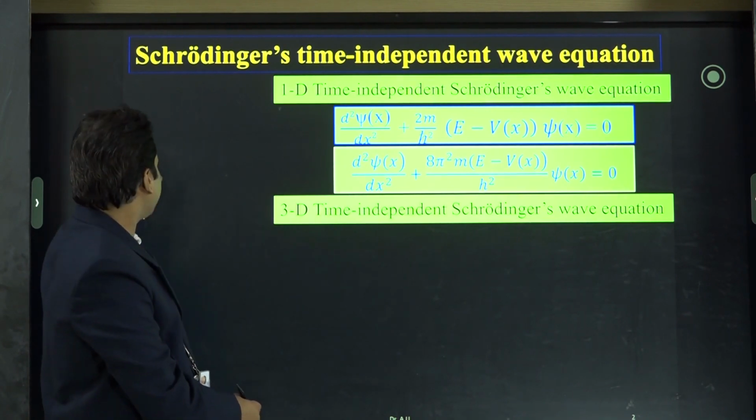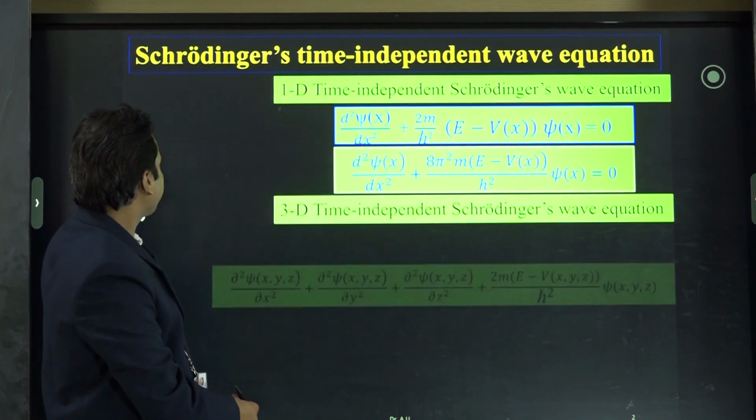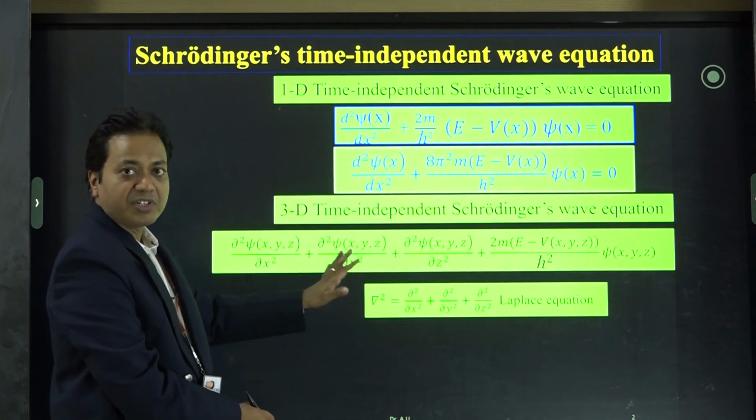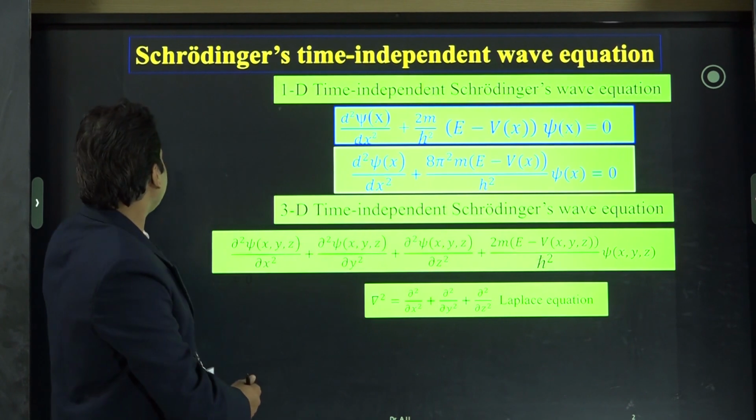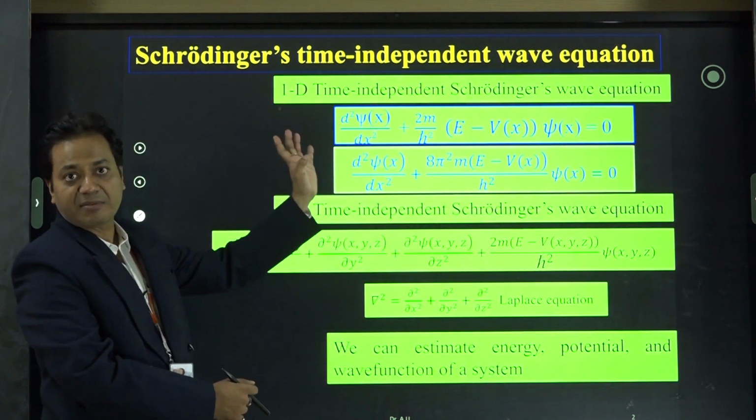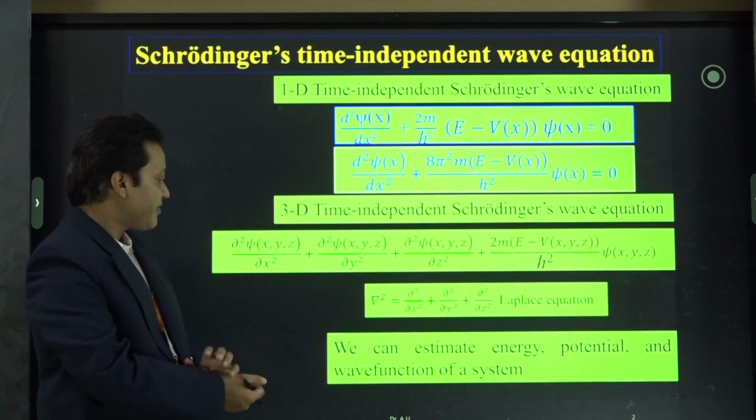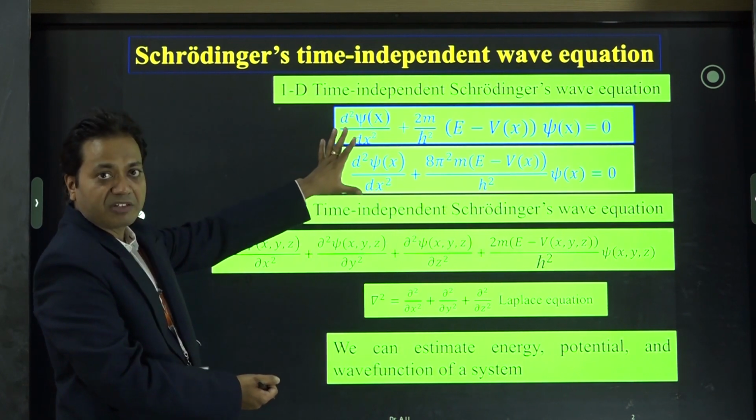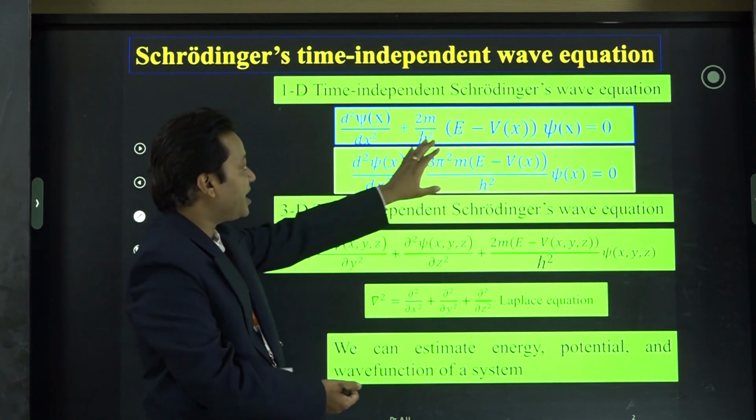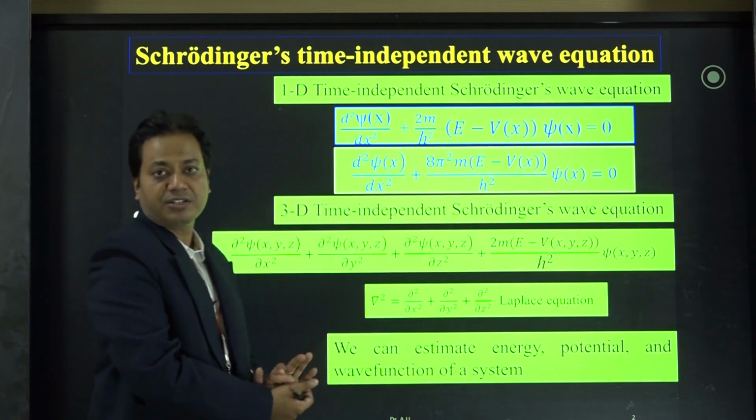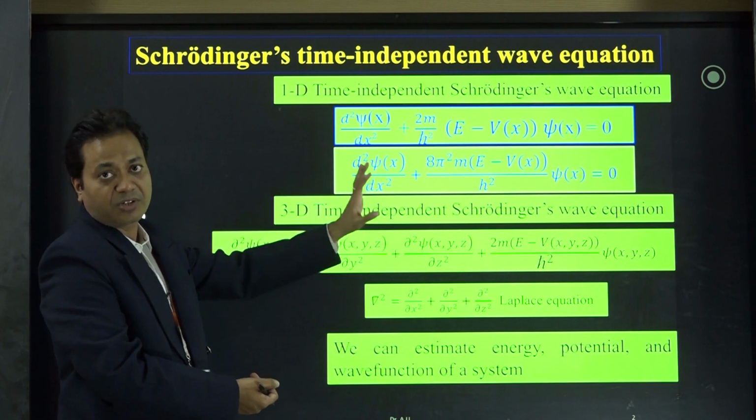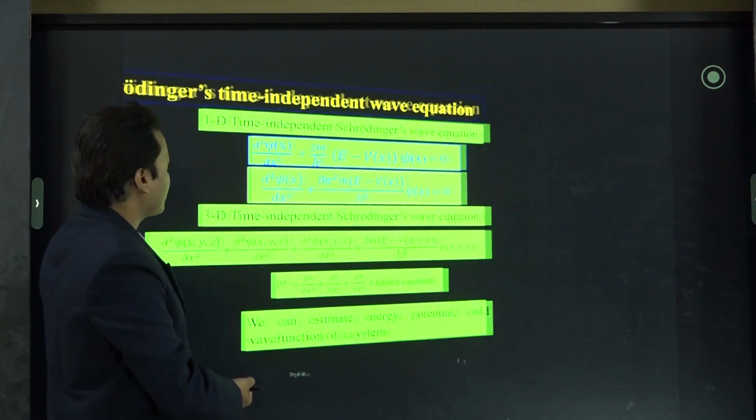three-dimensional equation can be written this way. We will not consider three-dimensional because in our problem itself it is written one-dimensional infinite potential well. Using the Schrödinger wave equation, we can estimate the energy, the potential of the system, and the wave function of the system. That is why we need the Schrödinger wave equation.